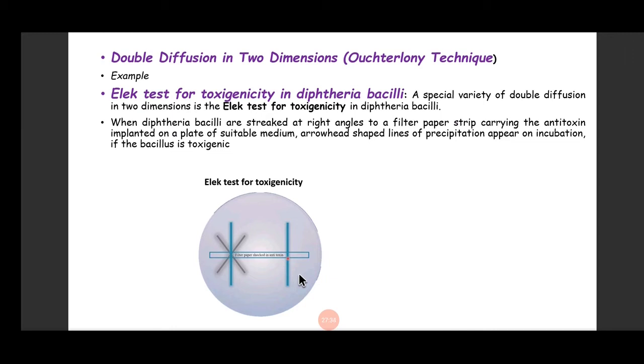One example of double diffusion is the Elek gel precipitation test. In this, there is an agar plate. Horizontally, we have placed antibody or antitoxin, and vertically, we have placed a bacteria. We have cultured a bacteria, and we want to know whether this bacteria is producing toxin or not. If this bacteria is producing toxin, the toxin will diffuse in the horizontal direction and antitoxin will diffuse in the vertical direction. At one point, they will give a precipitation reaction. So this bacteria is a toxigenic bacteria. It produces a toxin, and this bacteria does not produce toxin. This test is called the Elek gel precipitation test or toxigenicity test. It is done for diphtheria, and by this we know whether this strain of diphtheria is toxin producing or not.